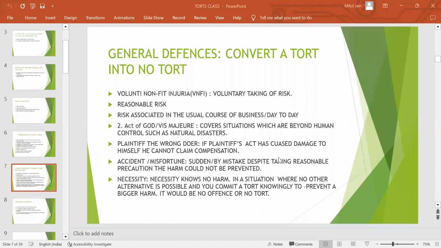The answer is yes, you can claim the defense of necessity, the reason being that there was no other alternative that was possible. Am I clear? Let's take another situation, class.